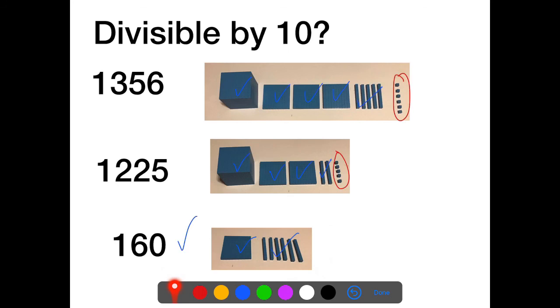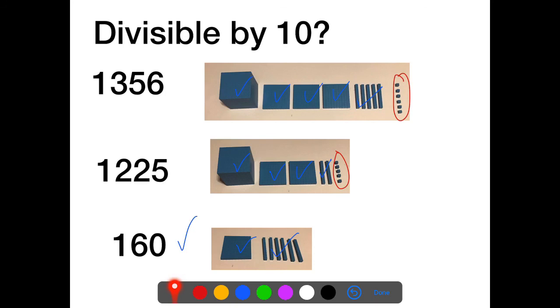Welcome back. Only the last number is divisible by 10 because only the last number has a 0 in the ones place. In the other numbers, I have 6 in the ones place. I can't form 10 equal groups. In the second number, I have 5 in the ones place. I can't form 10 equal groups. In this case, I have nothing in the ones place, and I have 160 as a multiple of 10.